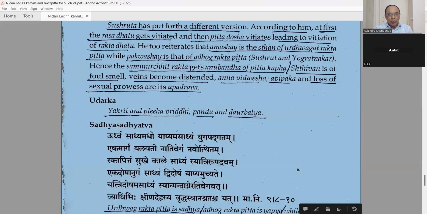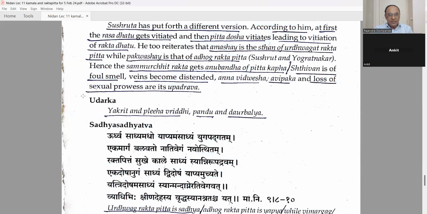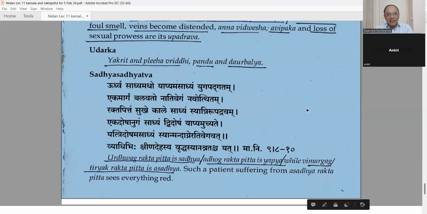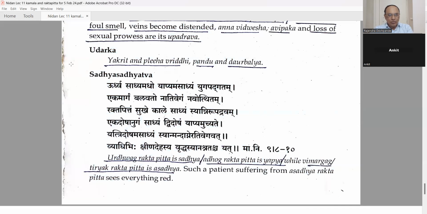Next is Udarka. Udarka means residual changes. After the disease, some body elements, some body physiology is permanently damaged. That is called as Udarka. Yakrut and Pliha vruddhi, hepatomegaly and splenomegaly. Permanent effect because of the Rakta Pitta. Then Pandu, anemic condition, and Daurbalya. Next is a part of Sadhya Asadhyatva, that is a prognosis.